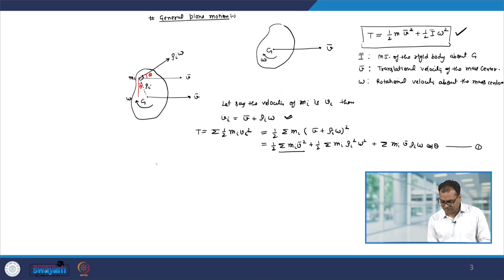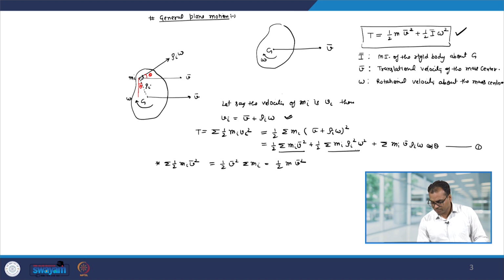Okay. So, the first term is summation half m I v bar square, and v bar is the translation velocity of the rigid body and also of all the particles. So, therefore, v bar is independent of the summation, we can take it outside. So, I have half v bar square summation m I, and summation m I is just m. So, we have half m v bar square.